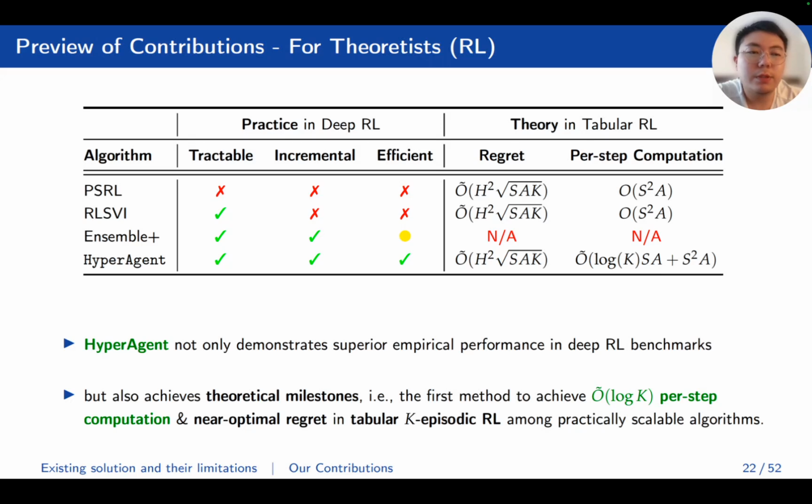It is a tabular representation of our algorithm, but the update rule in the algorithm is the same. Then we prove that the per-step computation is logarithmic in K. And among this kind of randomized algorithms, for the regret, it matches PSRL and RSVI. The ensemble method, although it is also incremental, is not known, at least for now, in terms of computation and regret. So this is a milestone in terms of the theory.